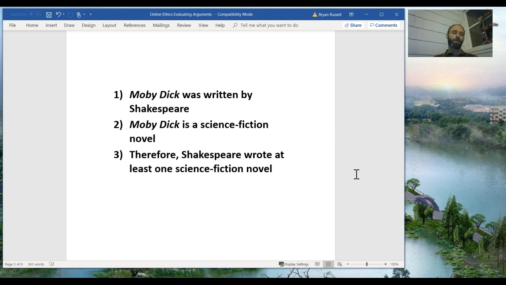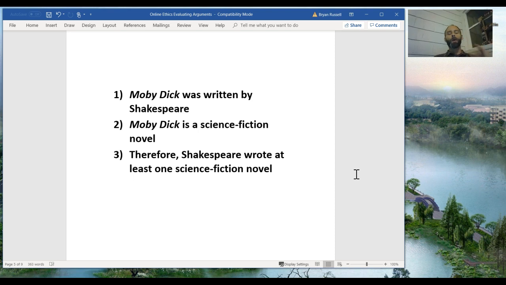Moby Dick is a boring novel about whaling that I've tried to get through many times, but unfortunately I just can't do it. I hear it's a great novel. I just can't get into it for whatever reason. But it's not a science fiction novel. Maybe I could get into it better if it was a science fiction novel.